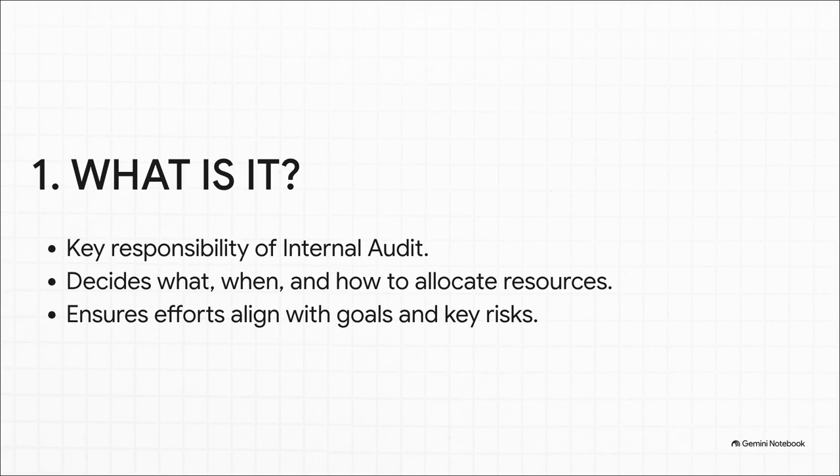It acts as a key responsibility for internal audit. It basically decides what to audit, when to do it, and exactly how to allocate your resources. The ultimate goal here? To ensure your efforts perfectly align with the organization's goals and key risks. For a practical example, imagine your company just launched this highly anticipated, massive new product division. Well, that represents a huge new risk profile, doesn't it? So this planning process ensures you are deploying your top auditors specifically to that new division at exactly the right time, rather than wasting hours continually reviewing some low-risk, stagnant department.